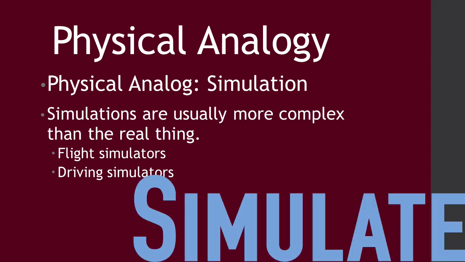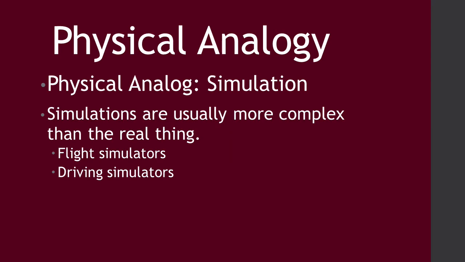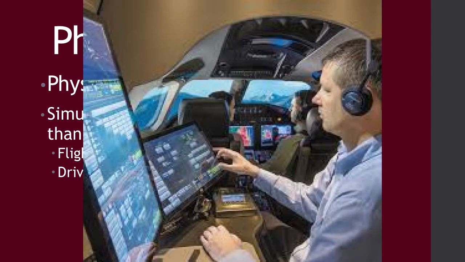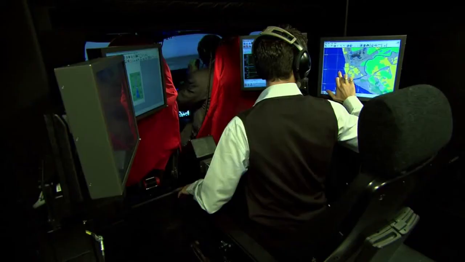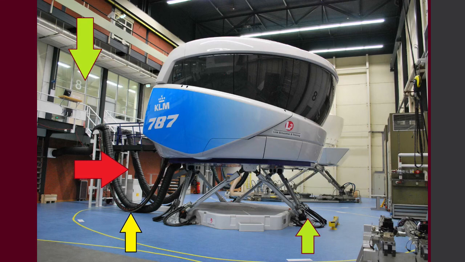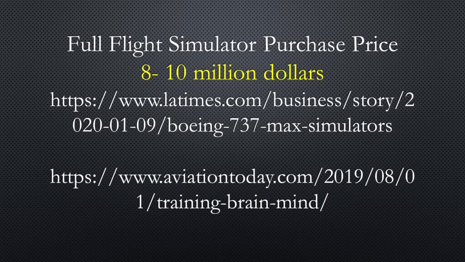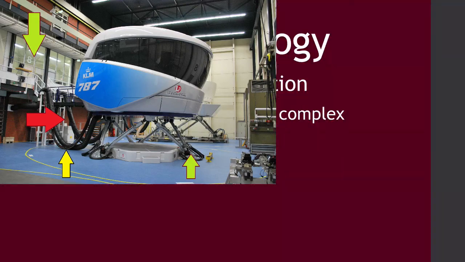The other kind of physical analogy is simulation. Simulations are more complex versions of the realities which they represent. Perhaps the best known form of simulation are those used for training pilots. Flight simulators. Flight simulators require a lot of machinery, much more than their real-life counterparts, and are often far more expensive than a single example of one airplane.